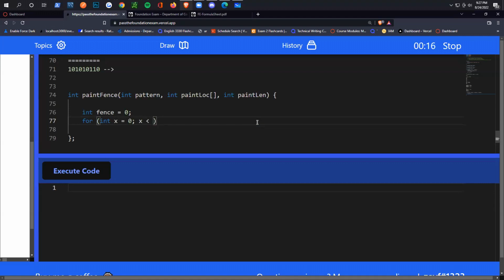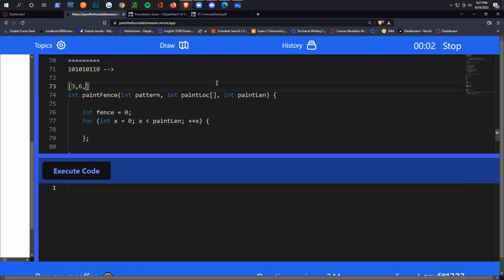So let's just do paint length. It's gonna be the length of possible locations we can apply this pattern onto. Right, and right here, we're gonna end up doing this part. It might be a little tricky. Remember, we're taking a pattern and we're applying it over a certain range of bits. What is the range?